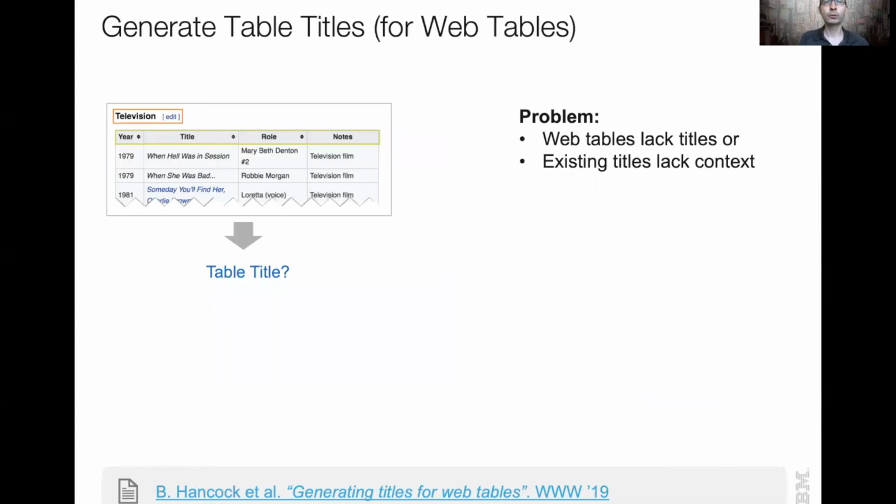Now, let's move to a different work within the same space of identifying table context within the document. Here, we're looking at a different problem. We're looking at web tables, and we're trying to generate table titles for them. The problem is that web tables often lack titles, or when they have titles, the titles may not be as informative. For instance, looking at this Wikipedia table, we see that it has a title called television. However, that's not enough to explain what the table contains.